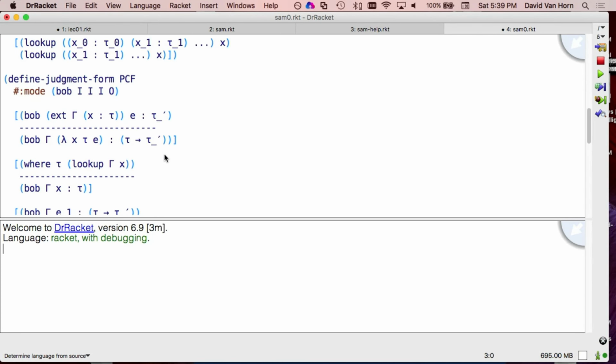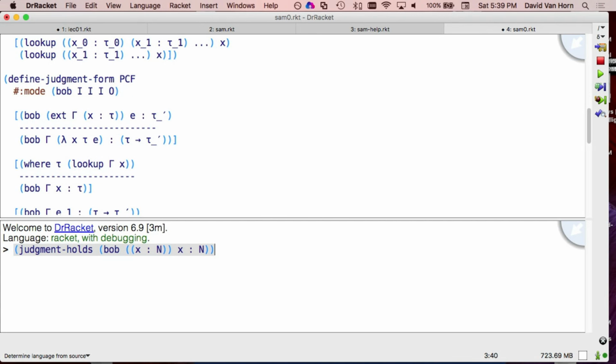Let's see what it looks like to try out a judgment. So judgments are slightly different than meta functions, so I have to use this thing called judgment holds. I called it Bob. So does Bob hold on the empty environment? Let's say the environment in which x is a nat and the term is x. Does that have type nat?